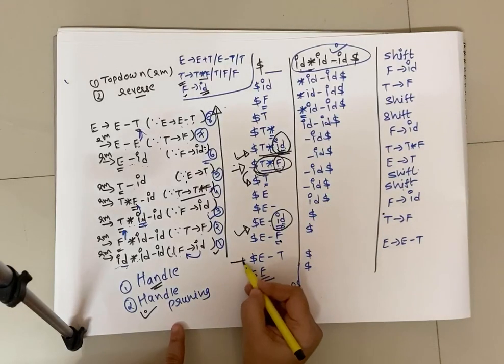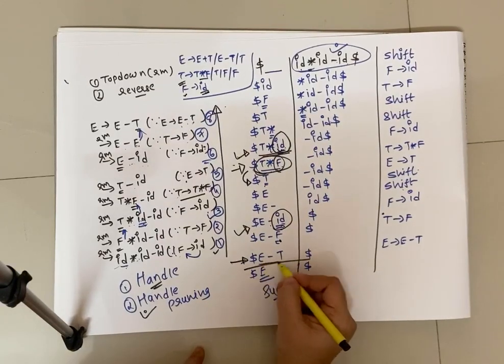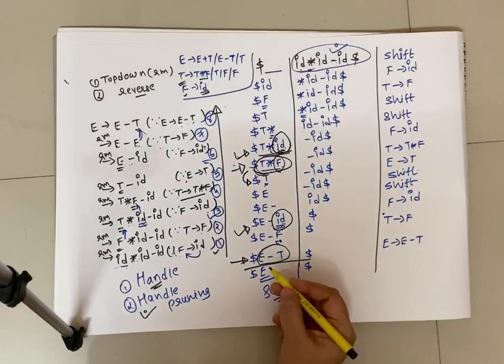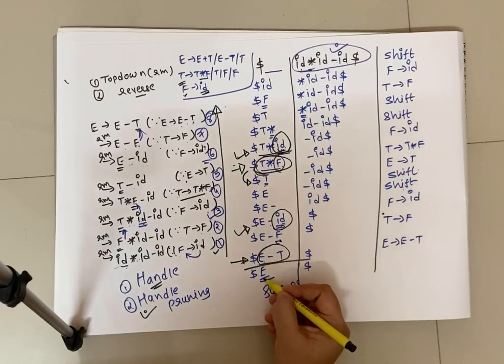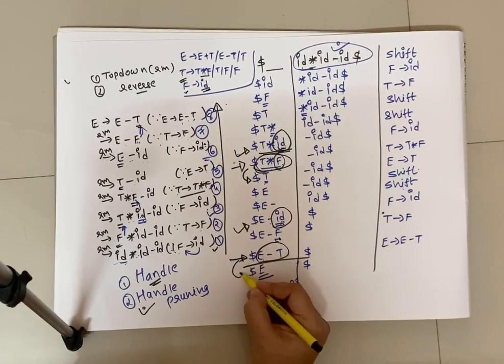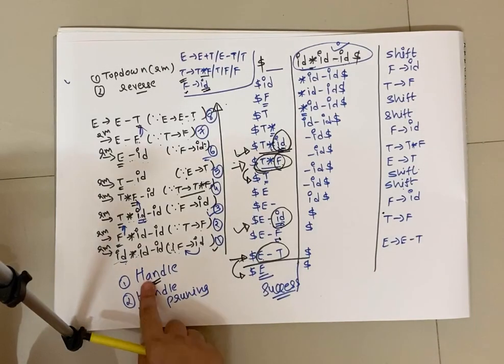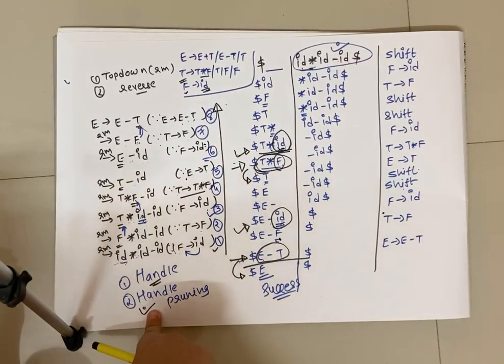For example, if we are talking about this step, then the entire E minus T is going to be the handle, and replacing E minus T with the non-terminal E, this process is called handle pruning. So this is all about a shift reduce parser, and now we are a lot clearer with what handle means and what handle pruning means.